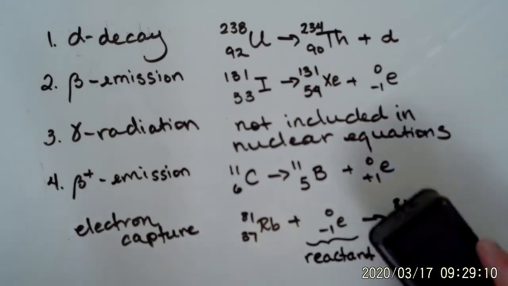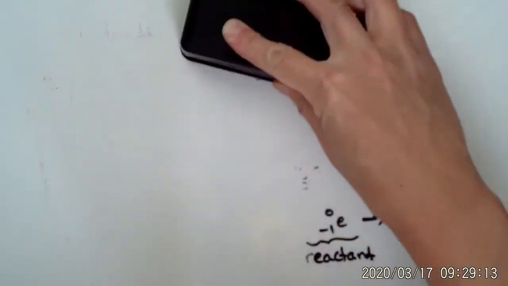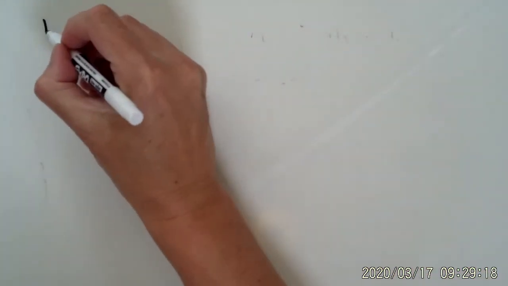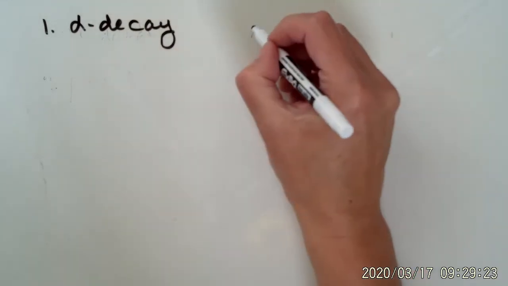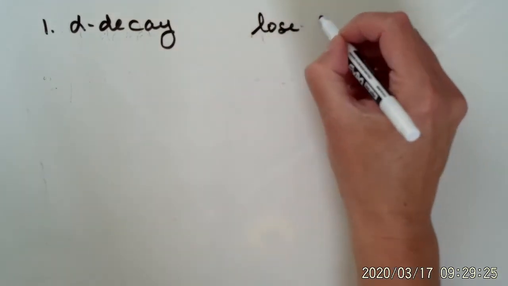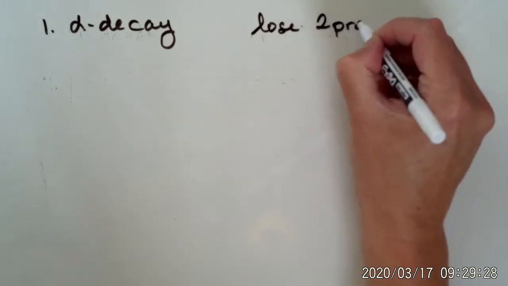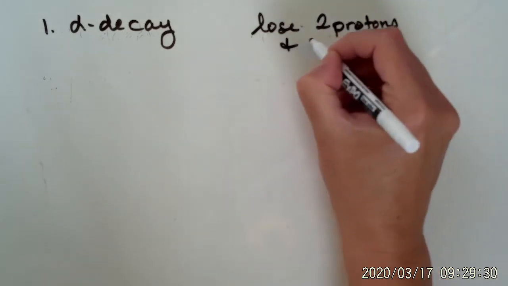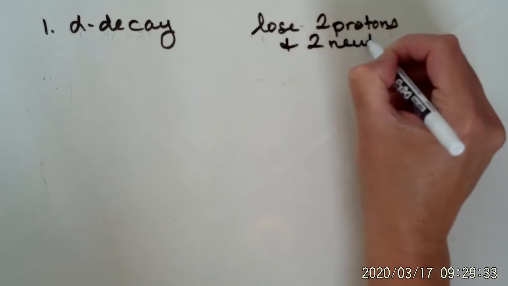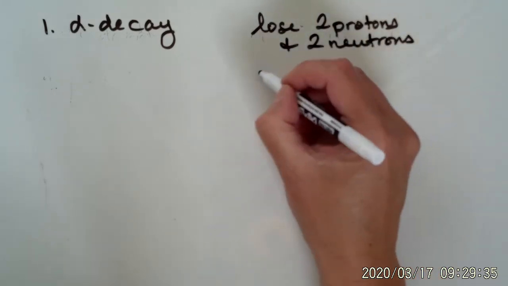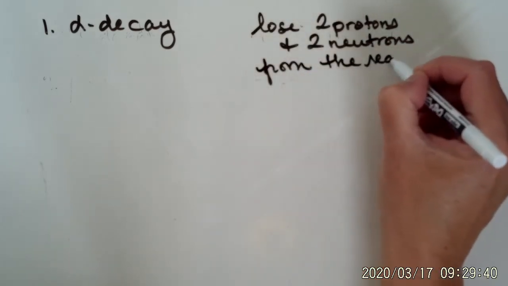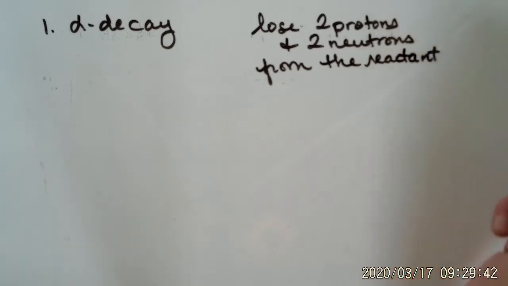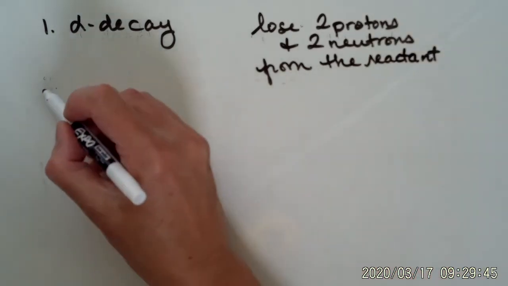If you look at one, my alpha decay, all it's done is you lose 2 protons and 2 neutrons from the reactant. Okay, we'll talk about why that's important.